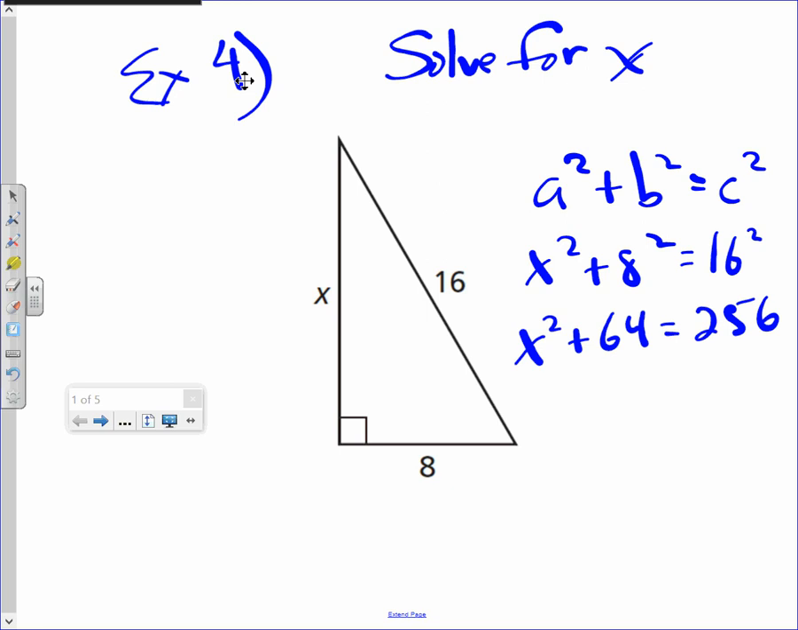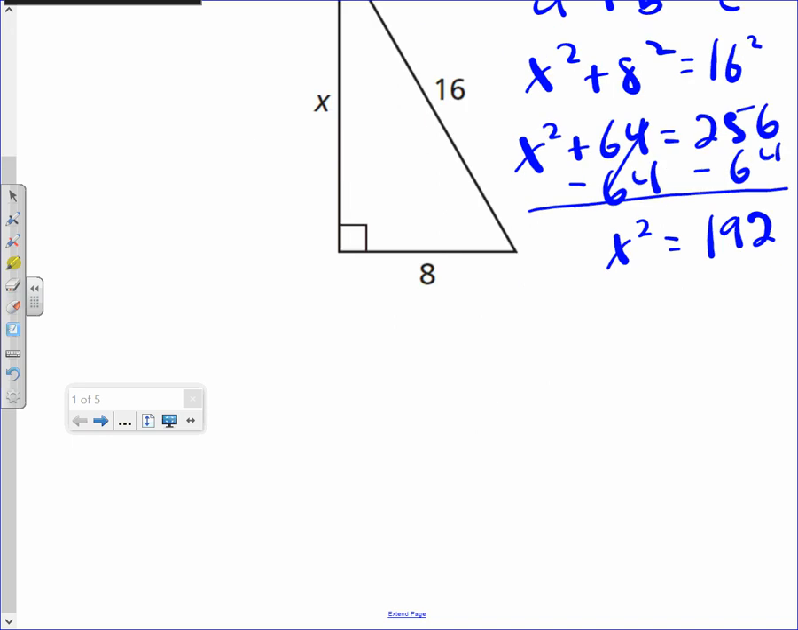Now let's get x alone. Let's subtract 64 from both sides. So x squared is 256 minus 64, which is 192. So let's take the square root of both sides. So x equals the square root of 192.